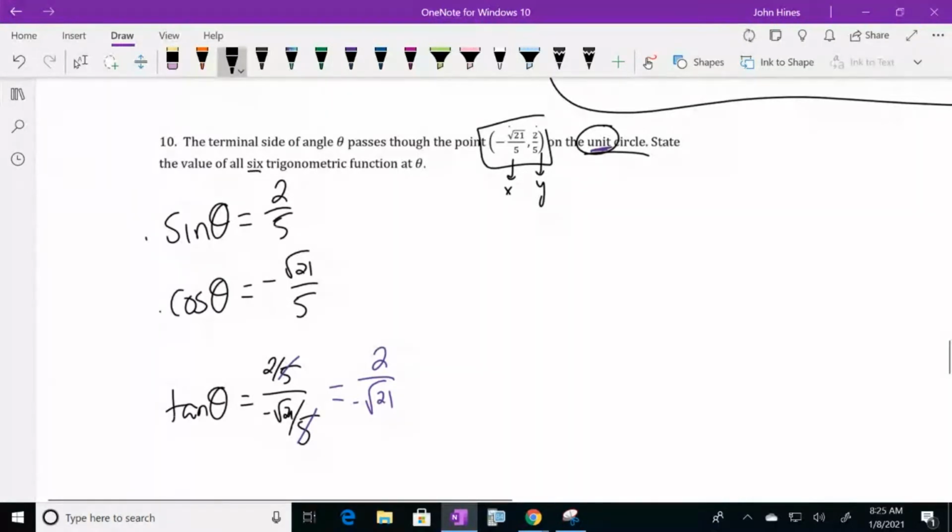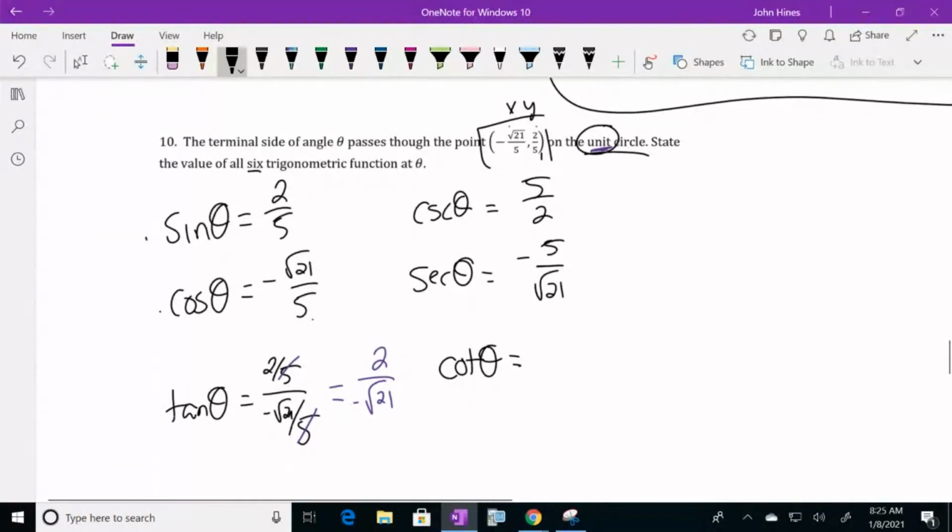Well, it said all 6 trig functions. So sine goes with cosecant. Cosine goes with secant. They're reciprocals. So what is secant? We'll take that fraction and flip it: 5/2. Take that fraction and flip it: -5 over radical 21. And cotangent, I'm going to take this fraction and flip it. Done. Okay? So knowing I'm on the unit circle is powerful because that tells me X is cosine, Y is sine.